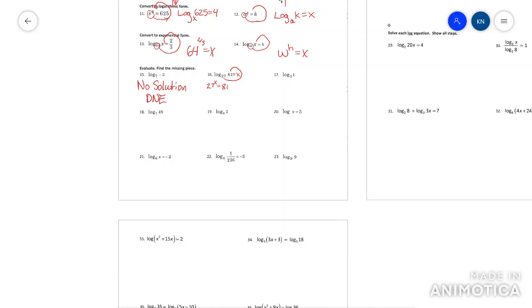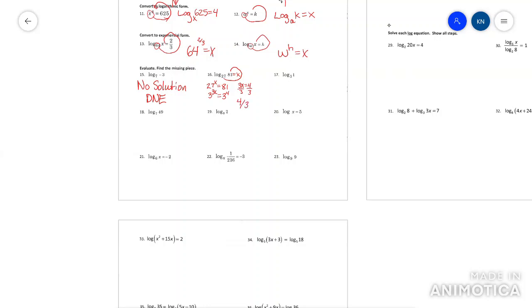This is 3 cubed on the left, right? 27 is 3 cubed, so it becomes 3 to the 3x. And then 81 is 3 to the 4th. The reason why you want to get base equal base is because now you can set the exponential part equal to each other and solve it pretty easily. So this one's 4/3.